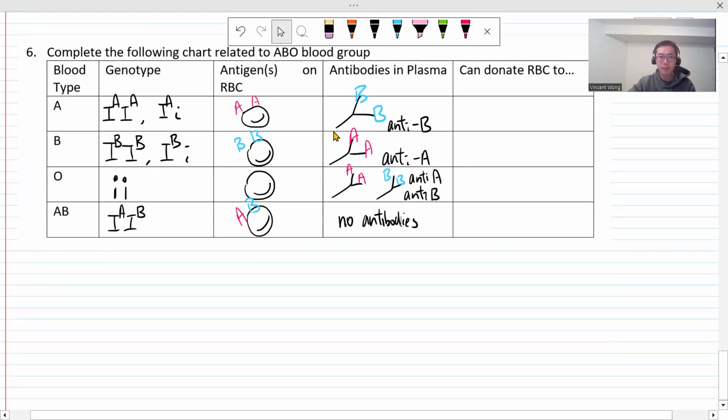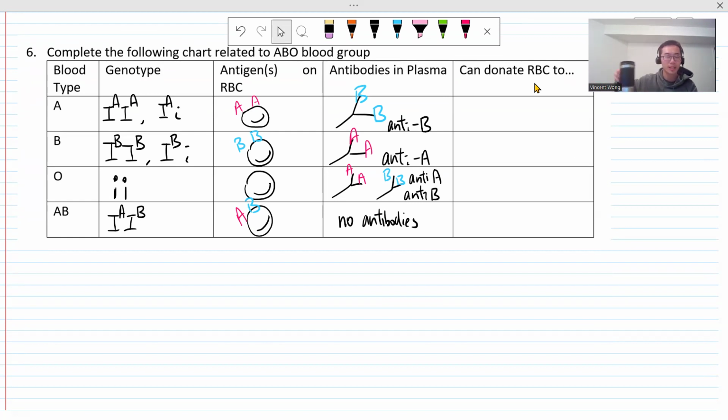Is this clear for everyone? Let me know if you have questions. It's only going to get more confusing when I talk about blood transfusion now. Blood transfusion is the last thing we're going to learn, and then we're going to call it a day. Is there anything you want me to clarify?